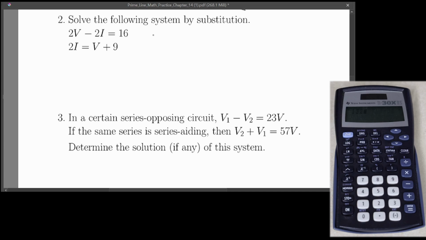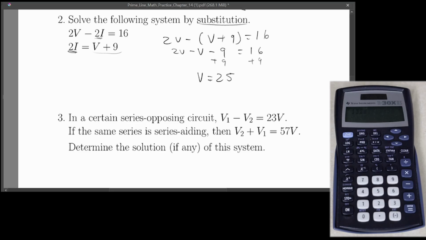Okay. Solve this system of equations by substitution. So we've got our first equation, 2v minus 2i equals 16. We are going to plug in this value in for 2i. So we'll have 2v minus, and in place of 2i we'll do v plus 9, equals 16. I will distribute the negative sign so we get 2v minus v minus 9 equals 16. We're going to add 9 to both sides. Combine the v's and we get 1v equals 25.